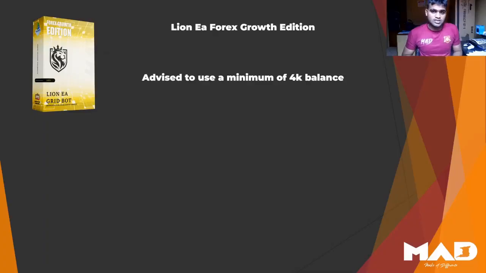So this is basically it. You need a balance to be able to print profits. Now the growth system is not for a prop firm, strictly for live accounts only. Could work on a cents account. So 4K will be $40 on a cents account.